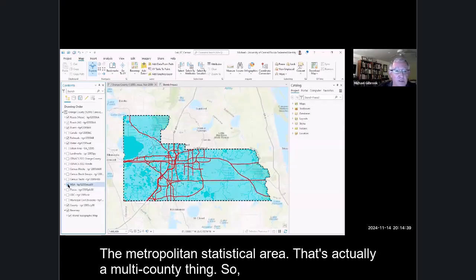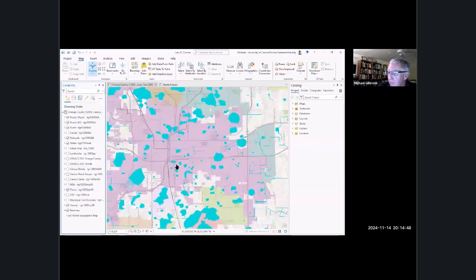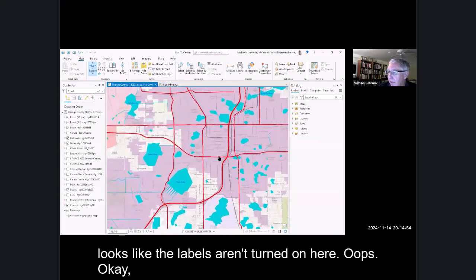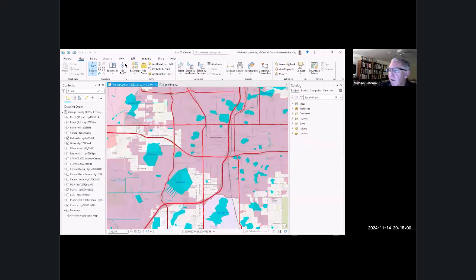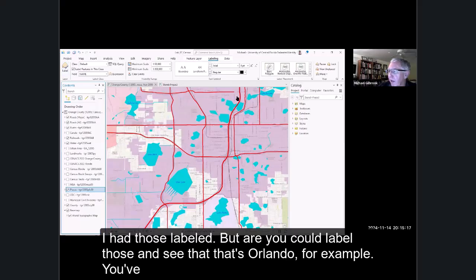The metropolitan statistical area, that's actually a multi-county thing, so it's kind of boring for all counties in that. Here's the census places. And looks like the labels aren't turned on here. Oops. Okay, I thought I had those labeled, but all right, you could label those and see that that's Orlando, for example.